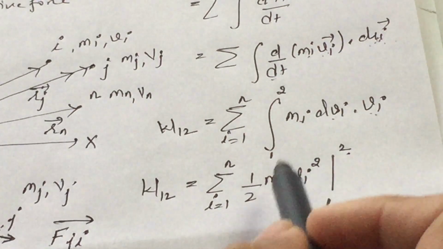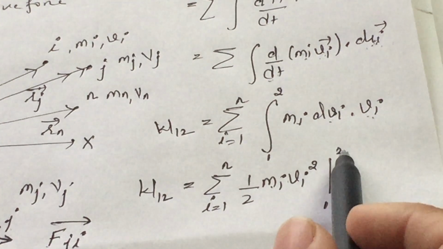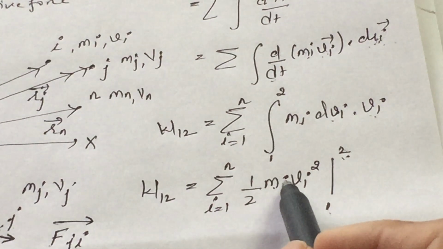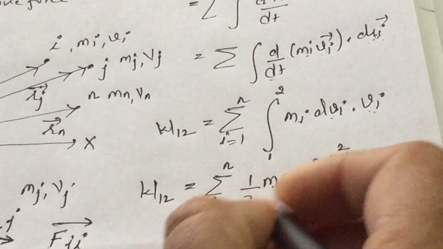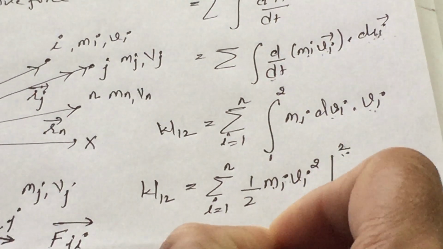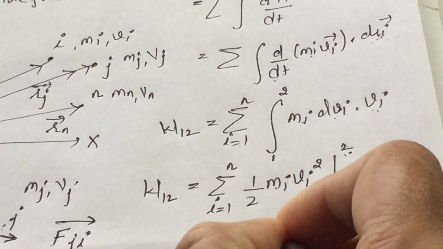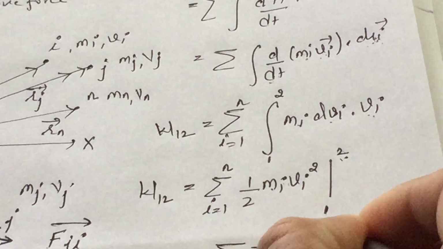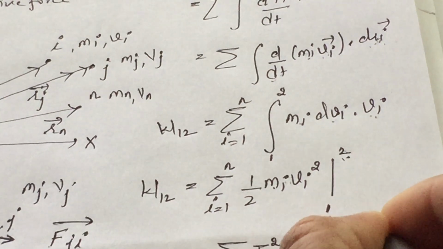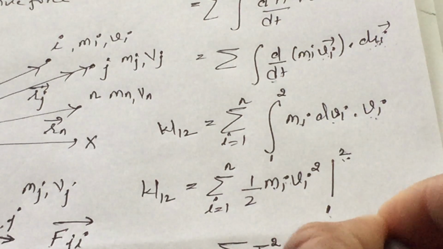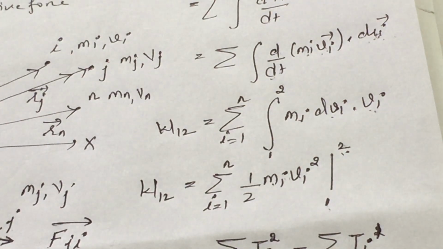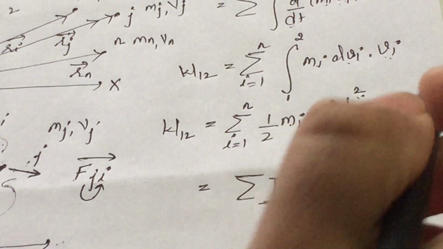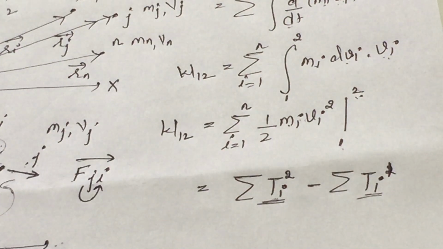If we substitute 2 here, we are talking about the final kinetic energy. If we put in the other limit, we are talking about the initial kinetic energy. So this is the final kinetic energy of the ith particle, and this, with a subscript of 1, is the initial kinetic energy of the ith particle.